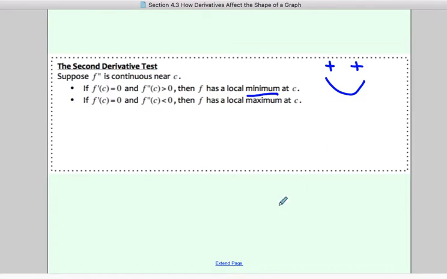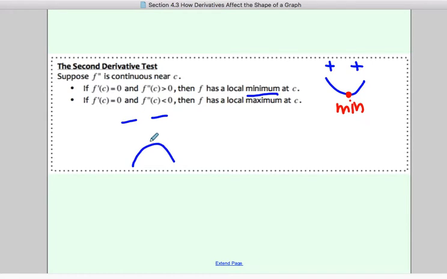And so if I plug in c to this graph and I get out a positive in my second derivative, that tells me that this is going to be a minimum. Same thing if I take my critical value and plug it into my second derivative and it's not positive, we're negative. Negative, negative, frowny face.